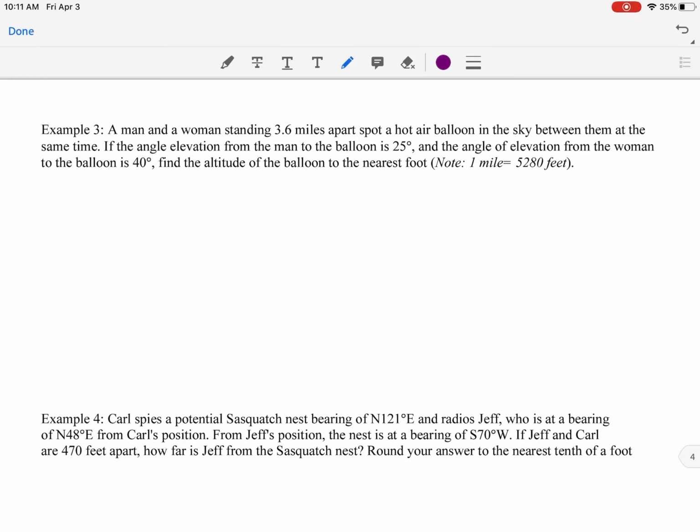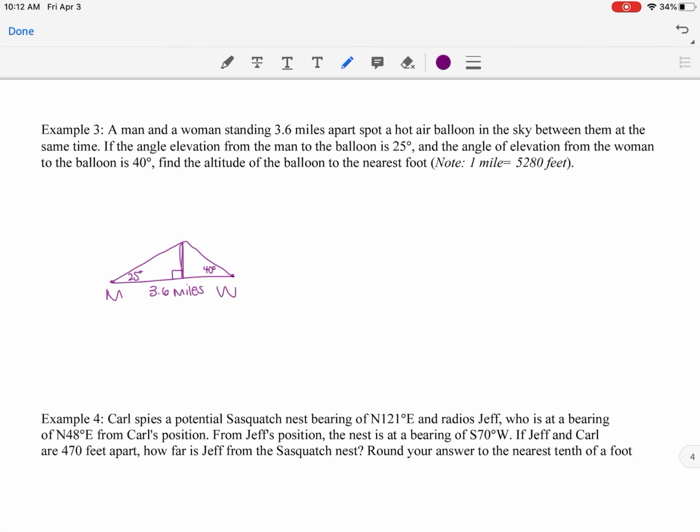Okay, let's look at the next one. A man and a woman are standing 3.6 miles apart. So we've got this man and this woman, and the distance between them is 3.6 miles. There's a hot air balloon between them, and they both look up at it at the same time. The angle of elevation from the man to the balloon is 25 degrees, and from the woman to the balloon is 40. They want to find the altitude, how high the balloon is. Remember, this is similar to what we did in the last one.